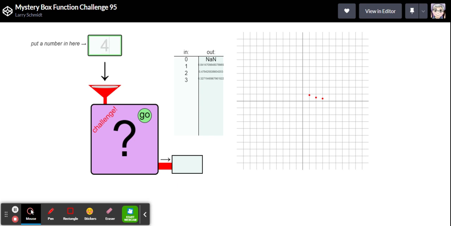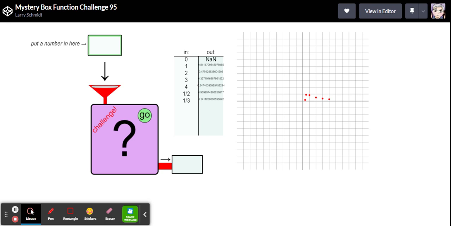I'm going to put in a 4. Very gentle curve. Let's get closer to 0. Let's put in 1 half. Oh, I expected that to be shooting up, but it's really just close to 1. Let's put in 1 third? Oh, what? Now that is a shape that we have not seen before.